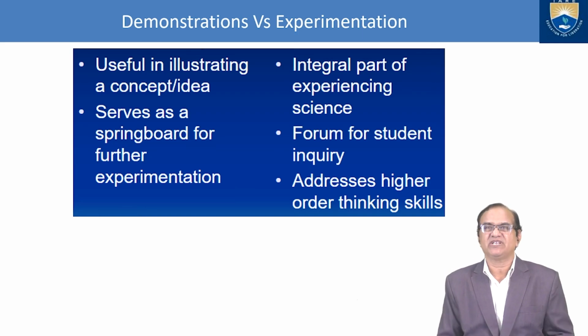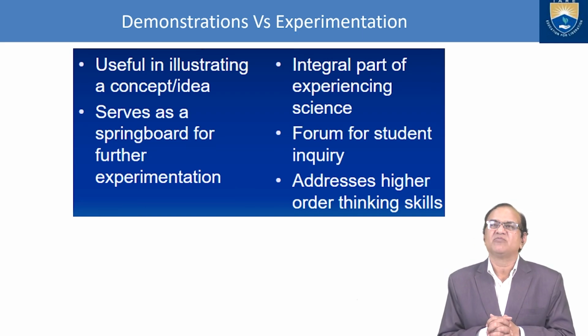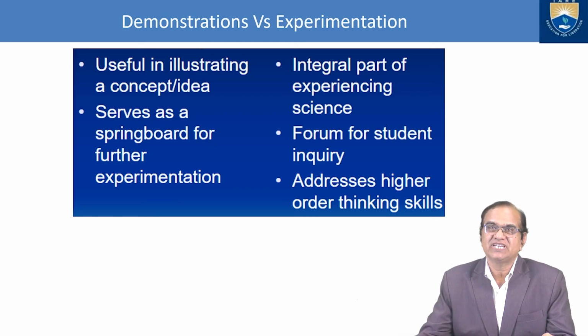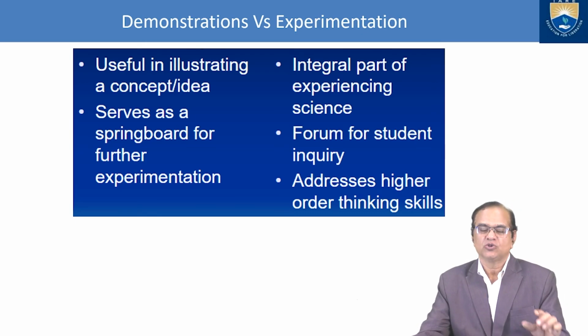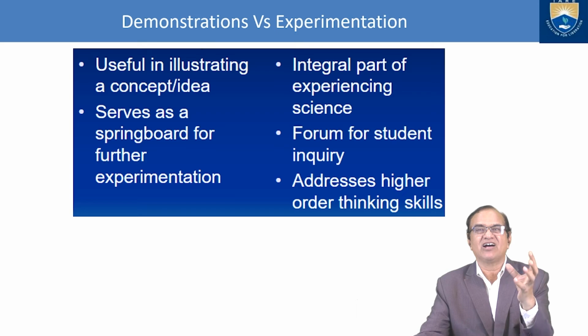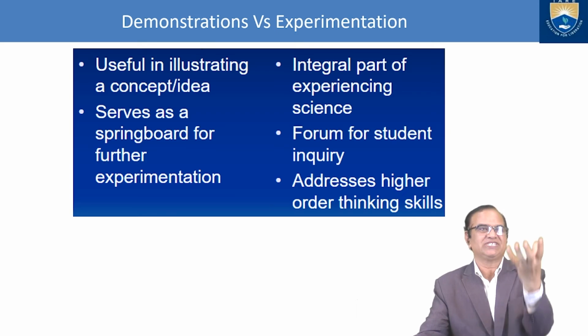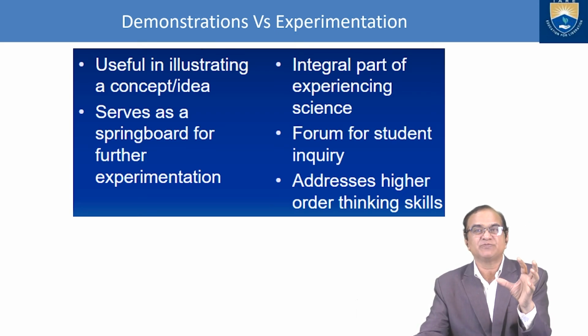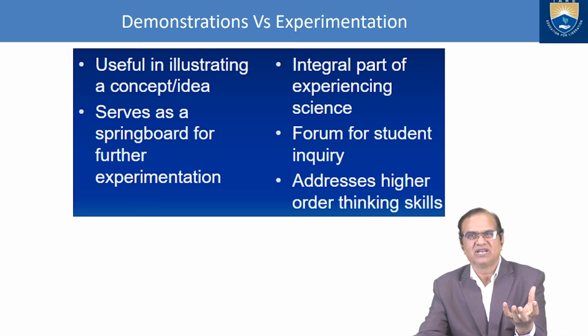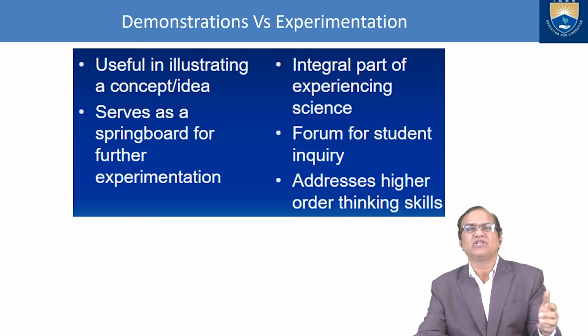Demonstration versus experimentals. What is the difference between demonstration and experimentals? A demonstration is useful in illustrating a concept or idea and serves as a springboard for further experimentation. Demonstration means showing the prototype. So you just show that, oh, this is like this, like this. A springboard means it is a model in which we can do the experiment.